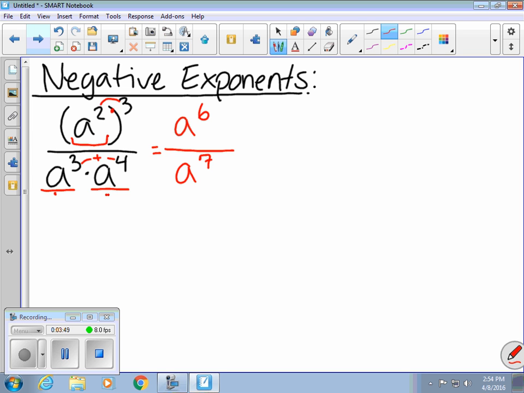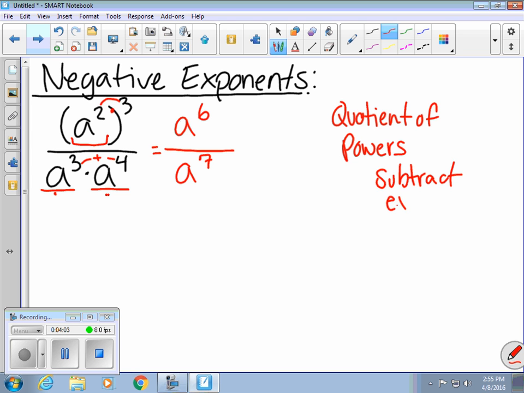Now in this case, all we know is that this is division. And when I have a quotient of powers again, I can subtract the exponent, because it's the same base. So this is a to the 6 minus 7. I have to do the top minus the bottom. And when I do that, that's going to give me a to the negative 1 power.